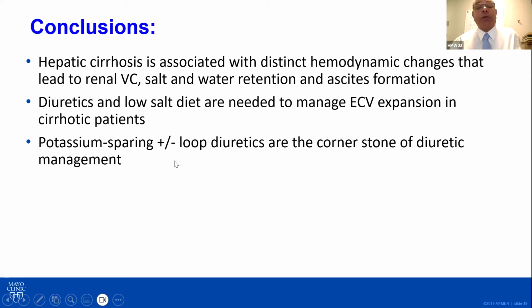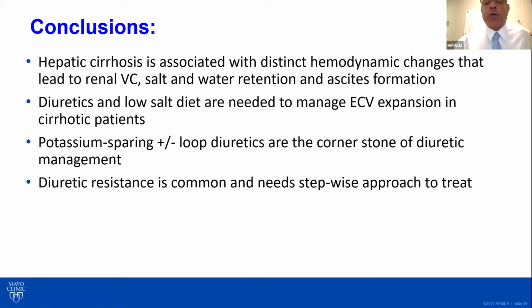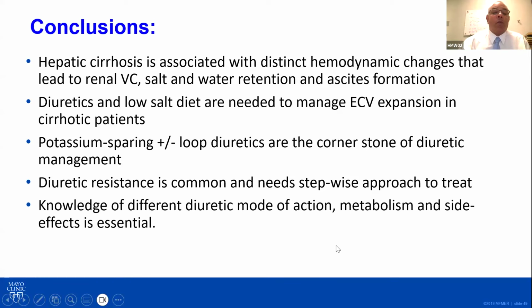Potassium-sparing diuretics, because of multiple reasons, are the first line or have to be combined in the first line for management of diuretics in this patient, plus or minus loop diuretics. Diuretic resistance is common and needs a stepwise approach that involves you, the blood pressure machine, the lab to monitor the electrolytes, a scale to monitor the weight, the patient to monitor the food labels, and education from dietitians, and online tools like online calculators to tell you how much salt is in the diet you're taking.